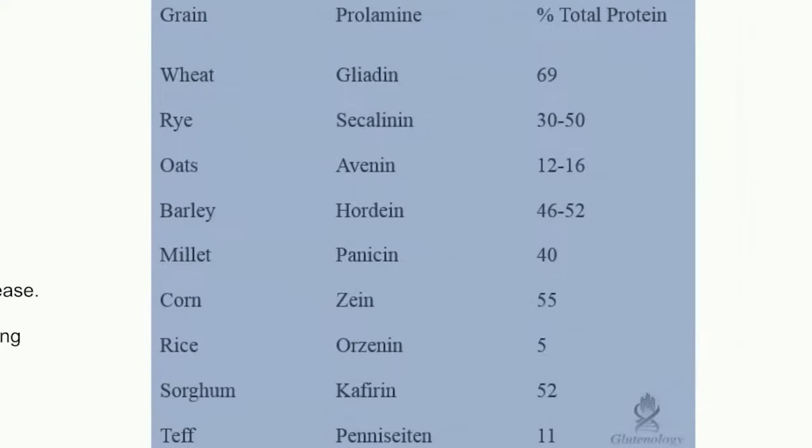Oats contain a type of gluten called avenin, barley contains hordein, and millet contains a type of gluten called panicin. Corn contains what's known as zein, a type of gluten. Rice contains oryzenin, sorghum contains kafirin, and teff contains penniseten. So these are, again, all just different forms of gluten found in these different grains.